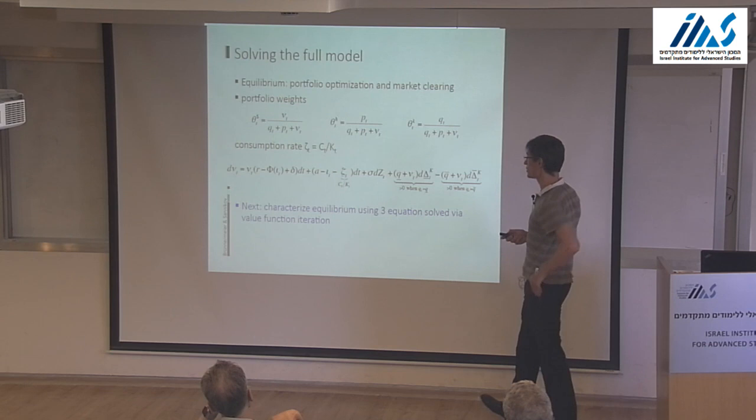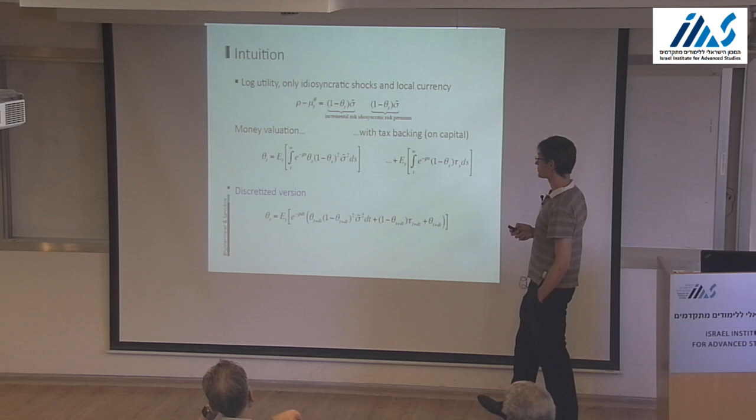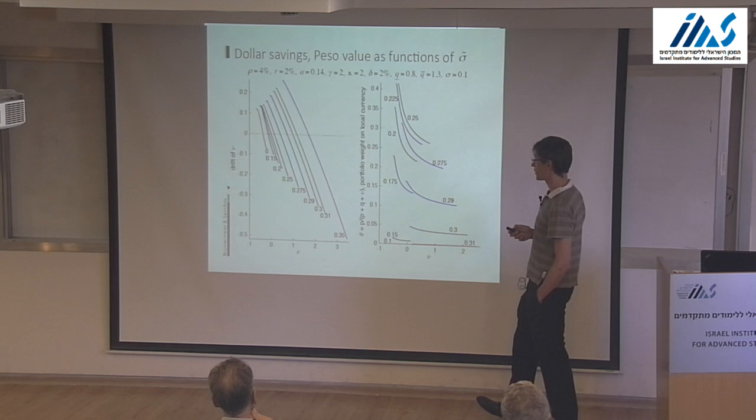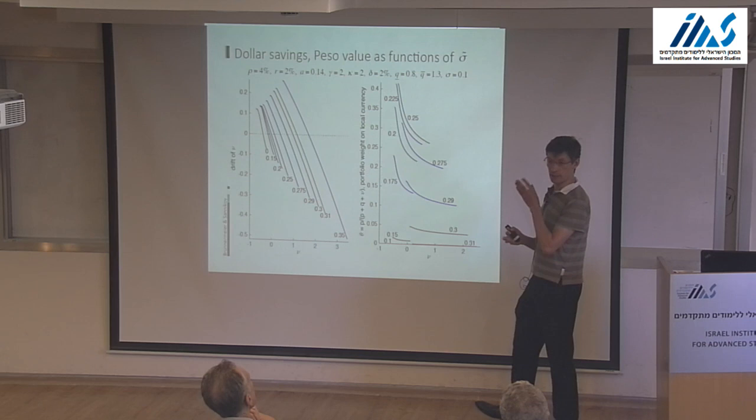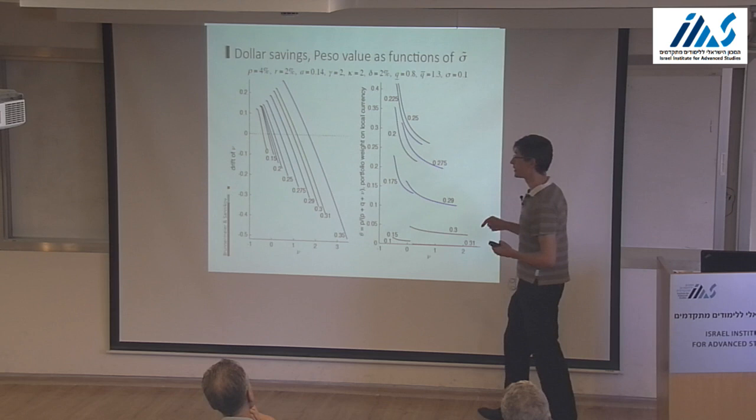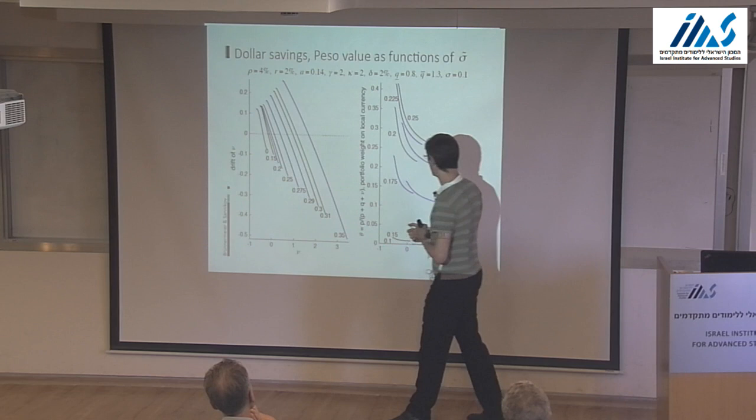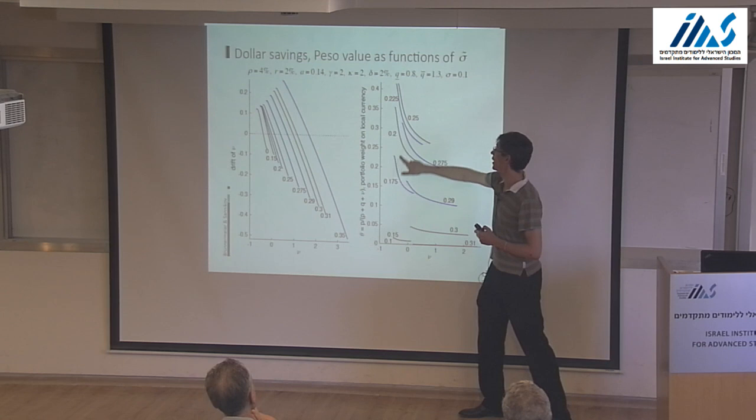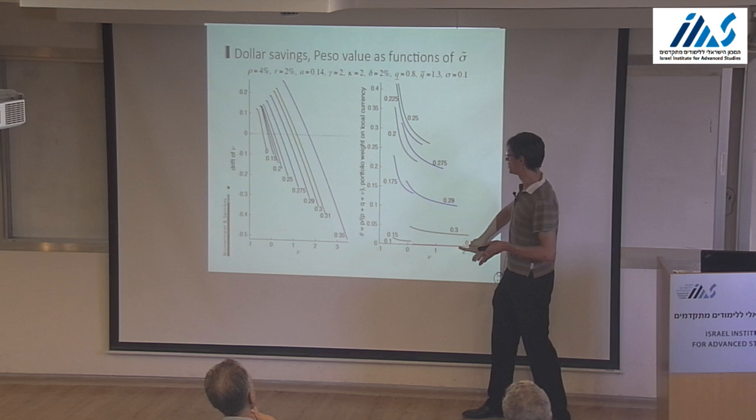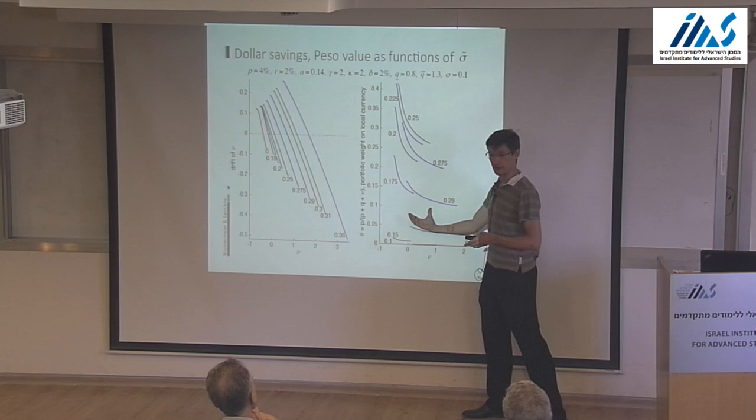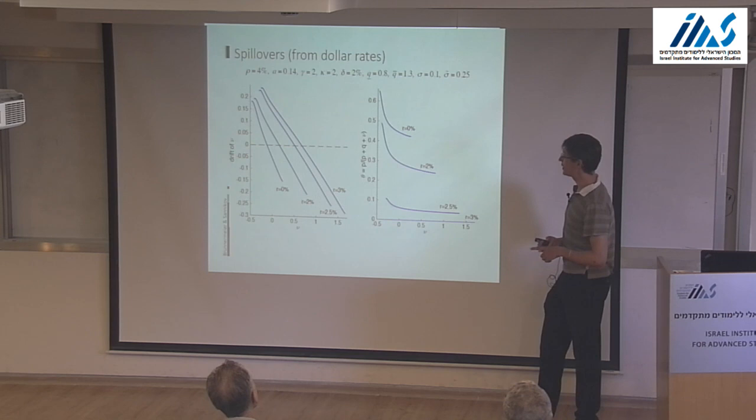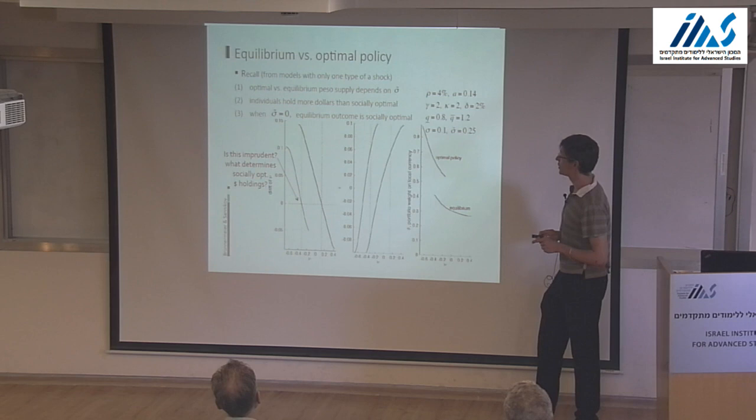We also solve this model with two currencies and with two shocks. In equilibrium, we get basically a more nuanced version of the non-monotonicity result. If you do the comparative static on idiosyncratic risk, the local currency is worthless if idiosyncratic risk is too low, and the value goes up, and then eventually the local currency disappears. But there's an exchange rate which is changing with respect to the net foreign asset position. Then we explore spillovers, and we then do a policy analysis.